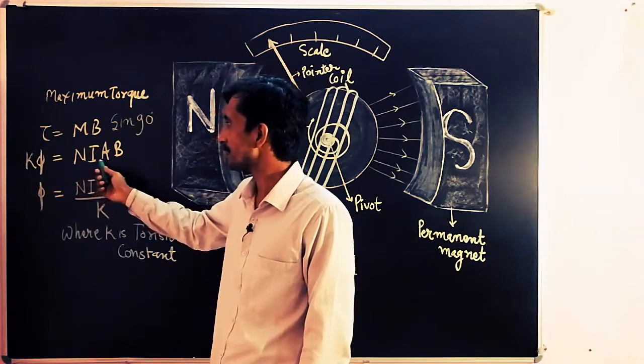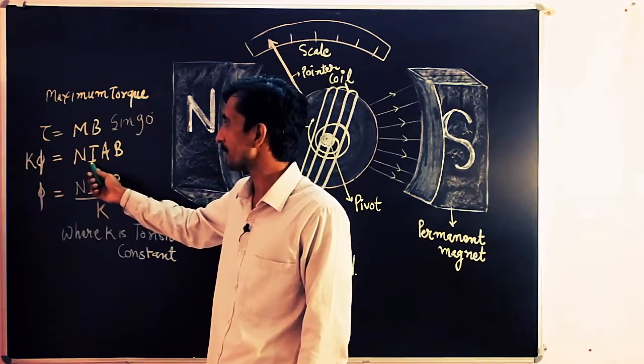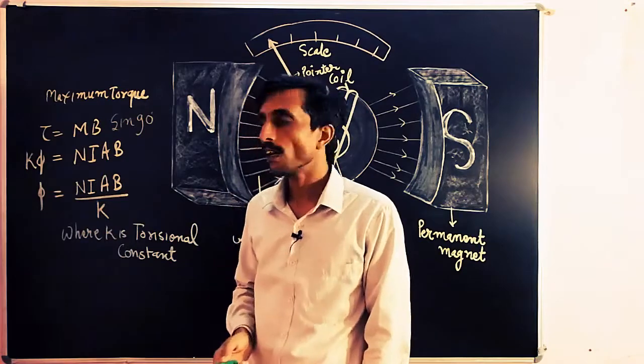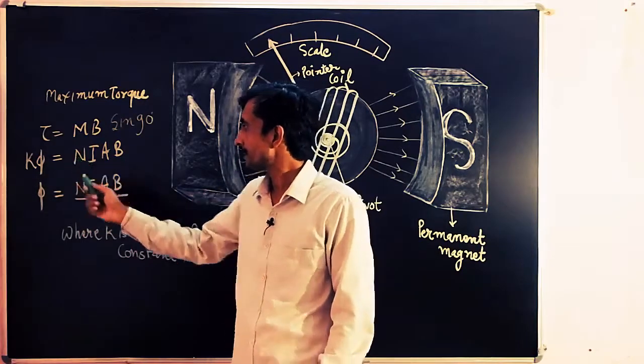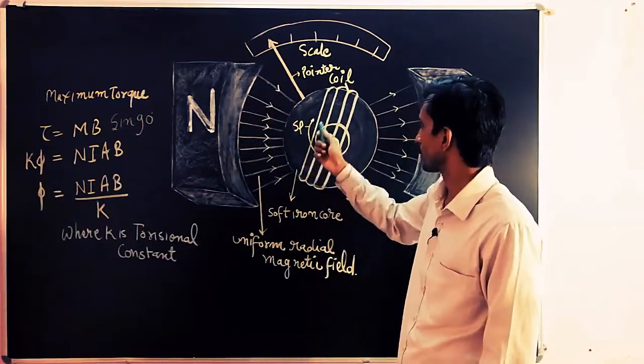The magnetic dipole moment of the coil is NIA, where I is the current in the coil, A is the area of the coil, and N is the number of turns of the coil.